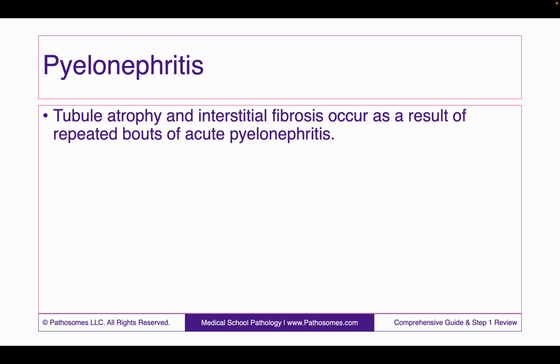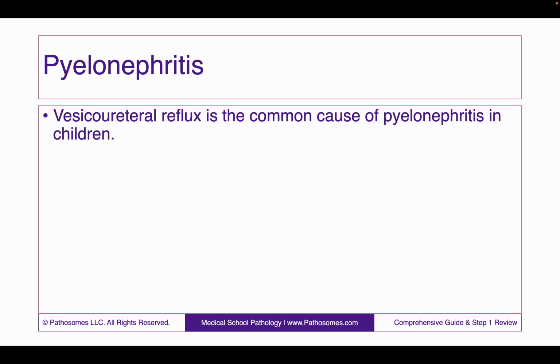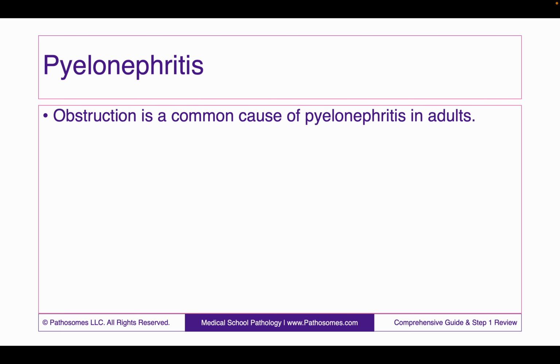Tubular atrophy and interstitial fibrosis occur as a result of repeated bouts of acute pyelonephritis. Vesicoureteral reflux is the common cause of pyelonephritis in children. Obstruction is a common cause of pyelonephritis in adults.